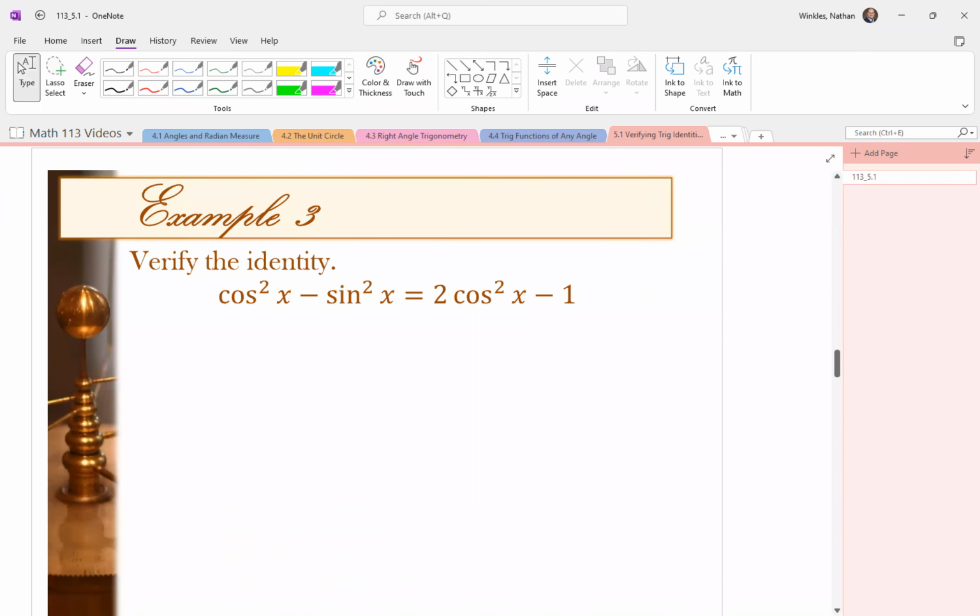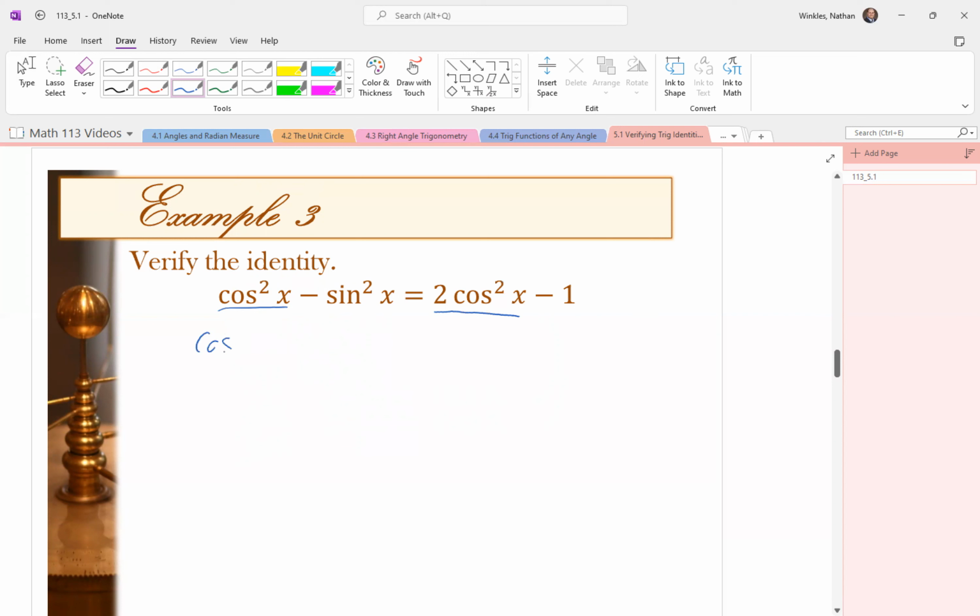So let's look at this next example here. Cosine squared x minus sine squared x equals 2 cosine squared x minus 1. When I first look at this, the left side is what looks like something where I can start. And I say that because it's very similar to an identity that we already have. So cosine squared minus sine squared. Notice the right-hand side has a cosine squared, so I want to keep my cosine squared there.